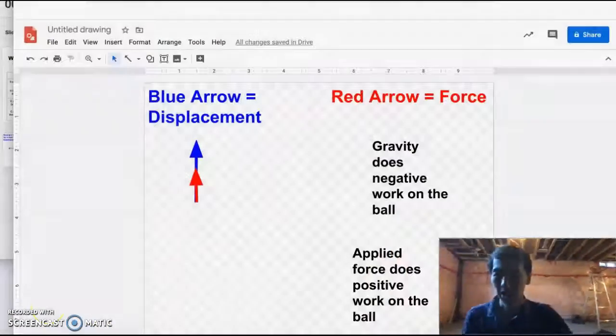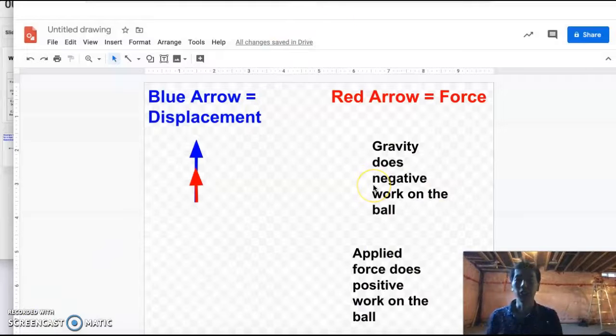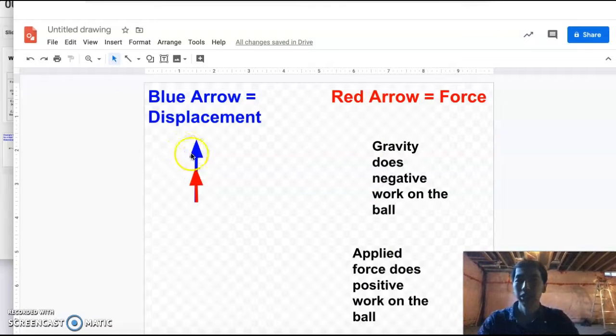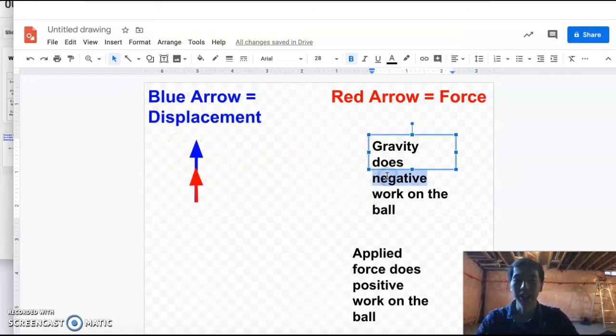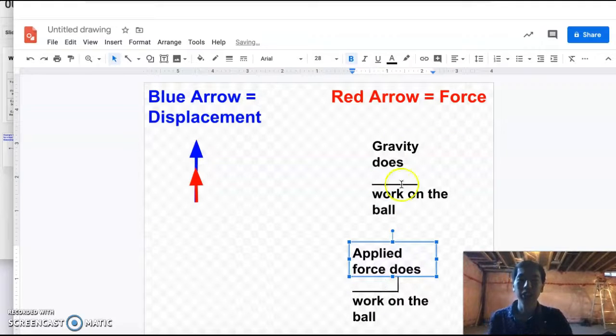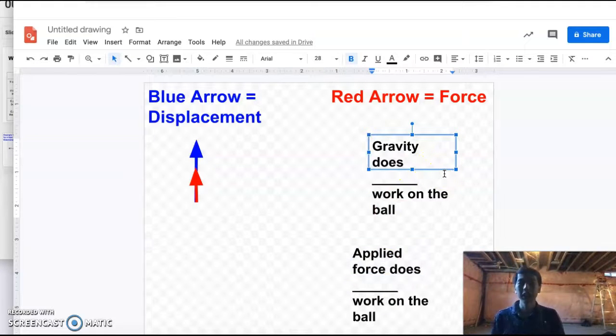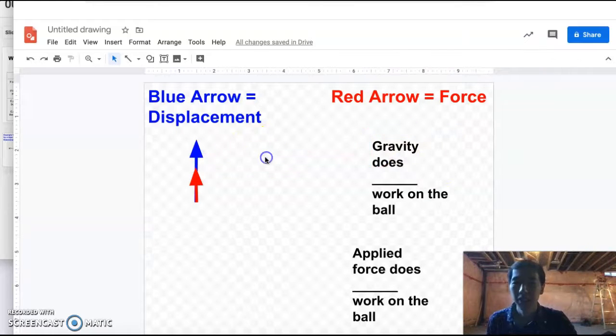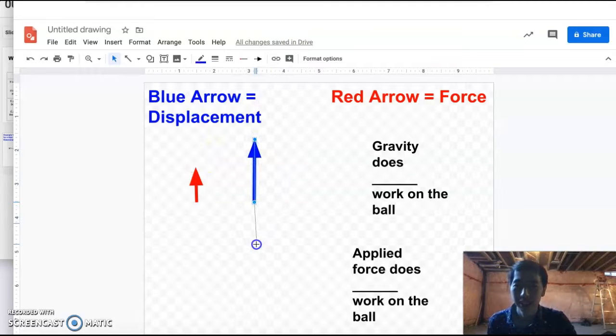So I'm going to ask what kind of work the forces did on the ball while I was throwing it down. So this time, I'm going to replace these with my blanks again. Okay, it's still these two forces. It was still just gravity acting on the ball and my applied force acting on the ball. But what's the difference? Well, the displacement of the ball as I was throwing it down would be down. So I'll draw my displacement arrow down.